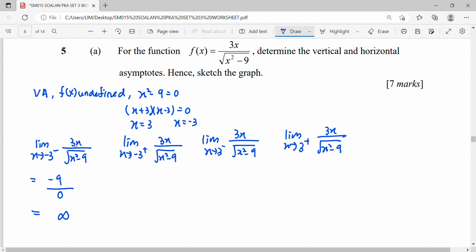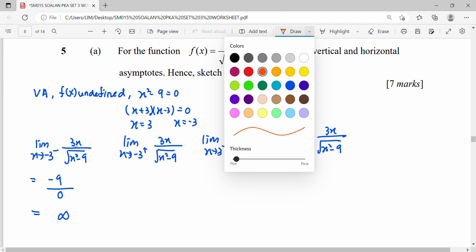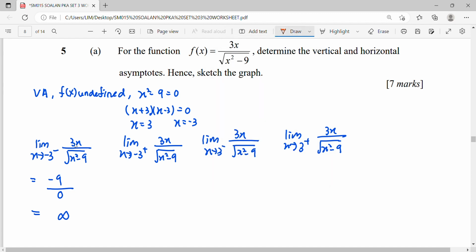0 over 0 is indeterminate. Infinity over infinity is indeterminate. But a number divided by 0, the definition is infinity. So, whether positive or negative infinity, we test a value. Take your calculator and test the value. You see, negative 3, negative 3, 3. Negative 3 from the left hand side means the value we want to test here is negative 3.01. Put it in your calculator and calculate this.